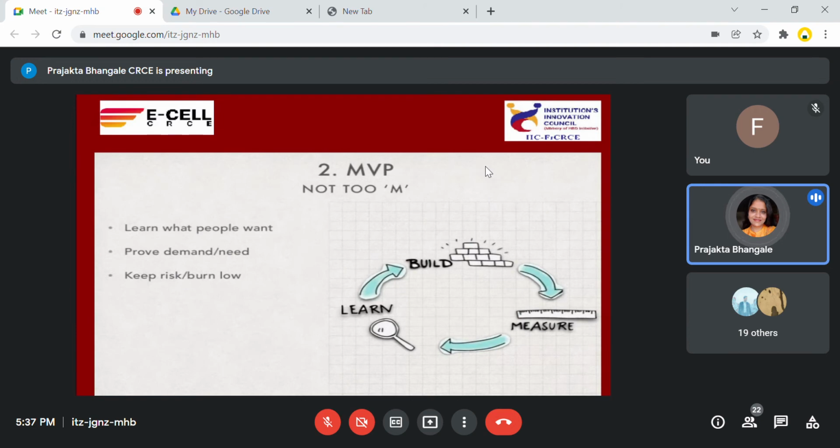Burn low means whatever resources we are having, those resources should be used as little as possible. That is the first thing we have to remember. And many times it is only one person doing the particular thing and there is no hardware requirement, so it is very easy to build such a prototype.